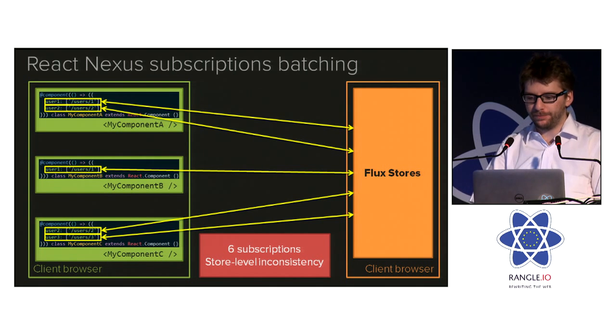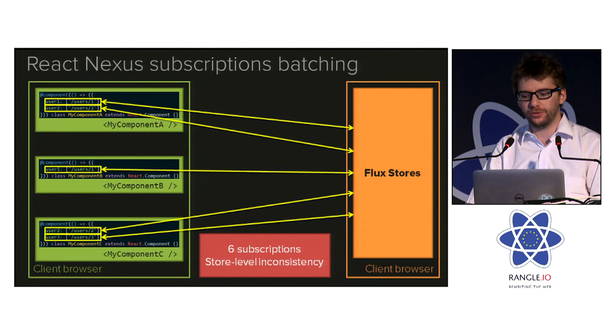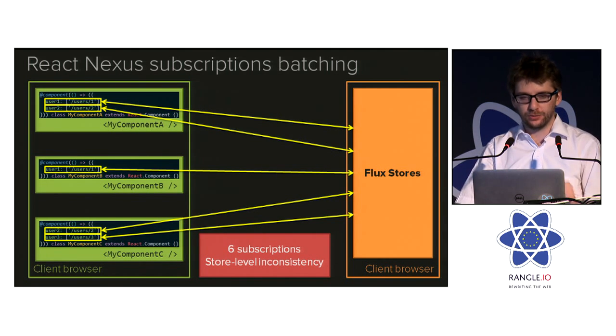But what's that? Bandwidth and CPU unnecessary cost? We would also expose ourselves to inconsistency. The value for /user/1 in MyComponentA could be different from its value in MyComponentB. This would complicate our mental model a lot.